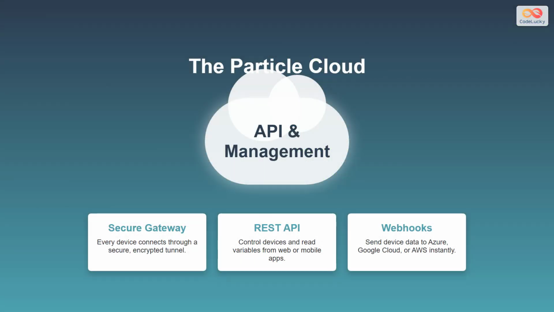The heart of the system is the particle cloud. This is where your devices connect. It acts as a secure API gateway. You can use it to remotely control functions on your device, read sensor variables, or use webhooks to instantly push data to major cloud providers like Azure, Google, or Amazon Web Services.